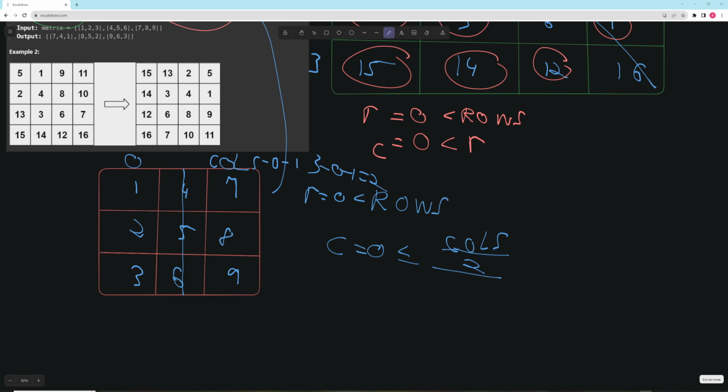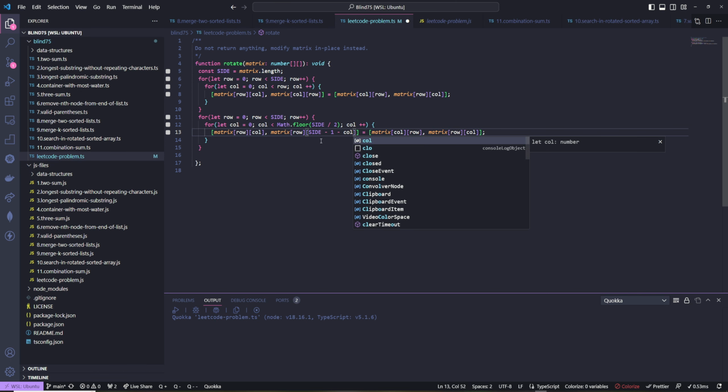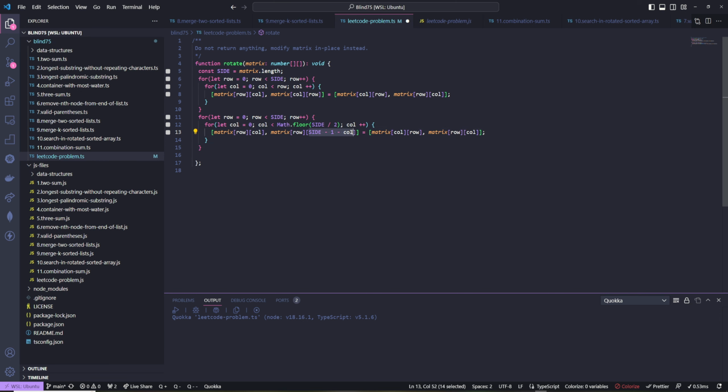Okay, so let's do that. Because the side thing is too big, we need to subtract 1 again. So it's going to be matrix row column, and the row is going to stay the same, but now it's going to be side minus 1 minus column. And then we can copy that in here. This row is the same. This row is the same, and now that should be it.